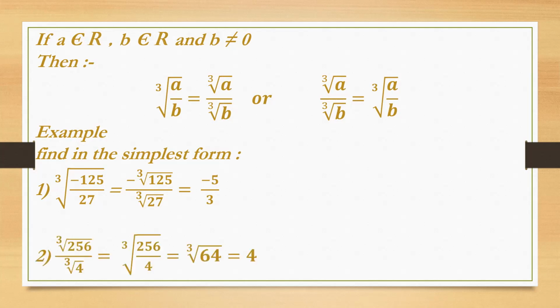Number 2, the cube root of 256 over the cube root of 4. I make it one cube root of 256 over 4. Here 256 over 4 will be 64. And 64 has a cube root equal to 4, because 4 times 4 times 4 is 64.